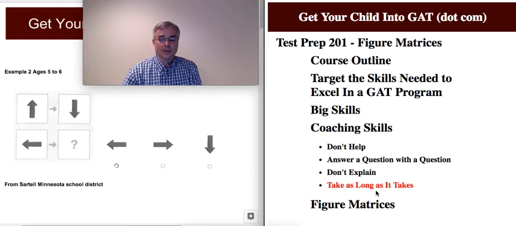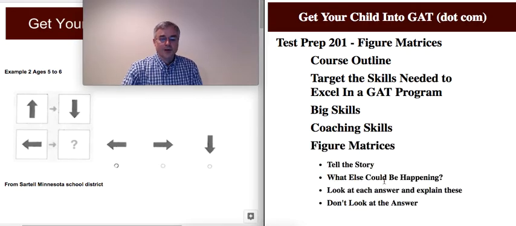And there's no time limit. Take as long as you take. A lot of thinking and growth is going to occur if you spend 25 minutes on a single problem. If your child spends 10 or 15 minutes doing 10 or 15 problems, I wouldn't have high expectations that they increase their cognitive skill level. That said, let's launch into figure matrices.